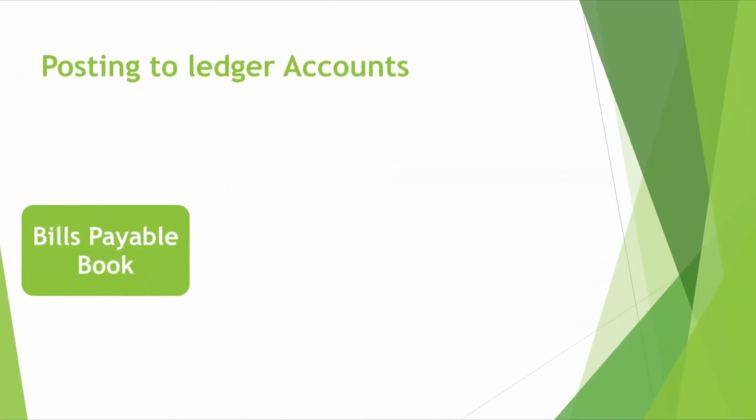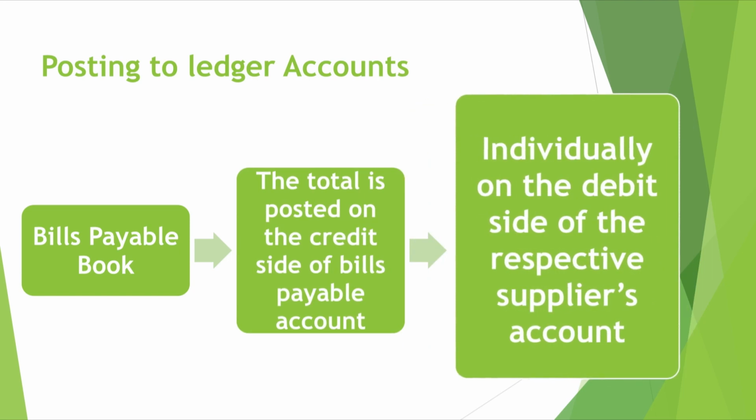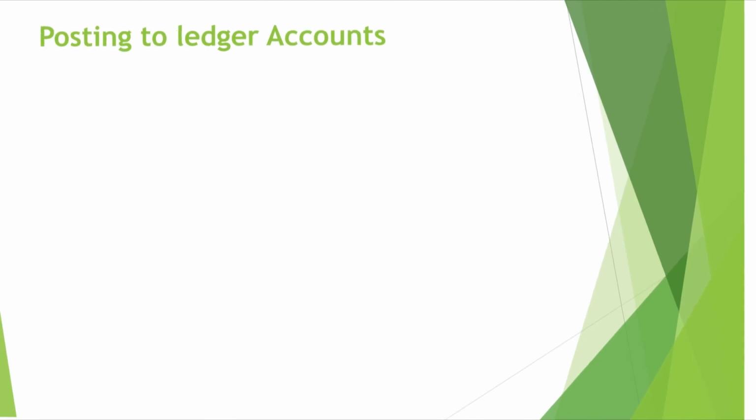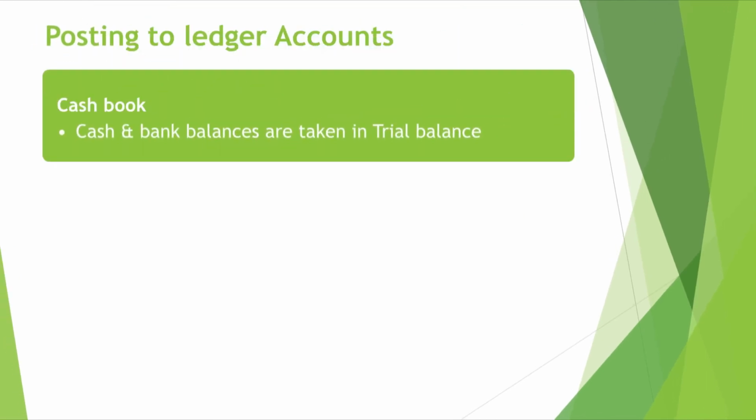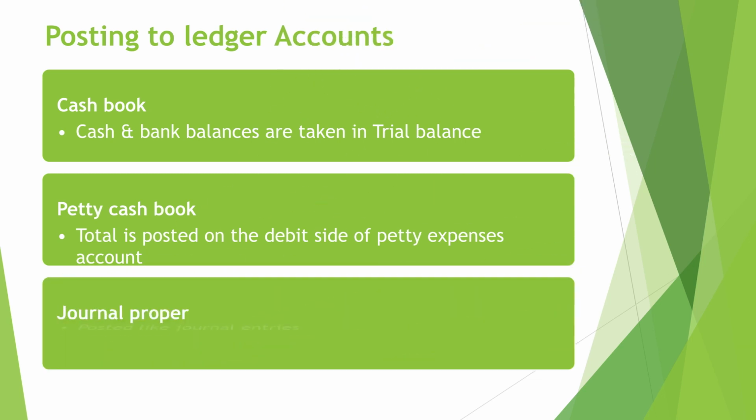The bills payable book is totaled and the total is posted on the credit side of bills payable account in the ledger. The transactions in the book are posted individually on the debit side of the respective supplier's account. The cash book is balanced and the balance is taken to the trial balance and the final accounts of the business. The petty cash book is totaled and the total is posted to the petty expenses account. The journal proper is posted to the ledger in the usual manner like journal entries.